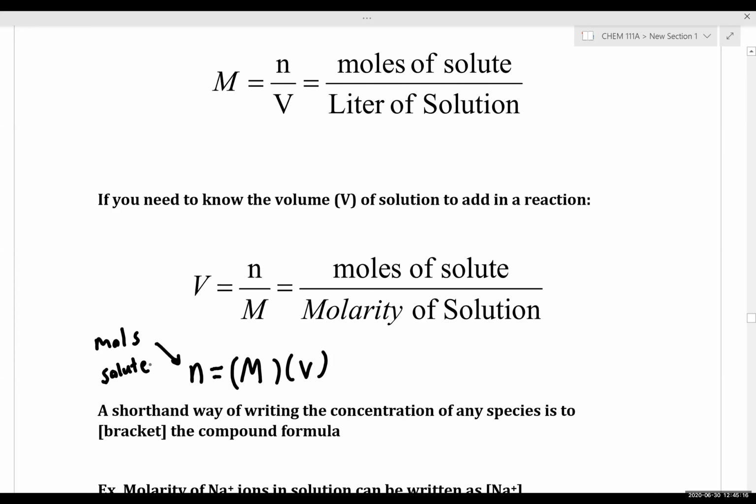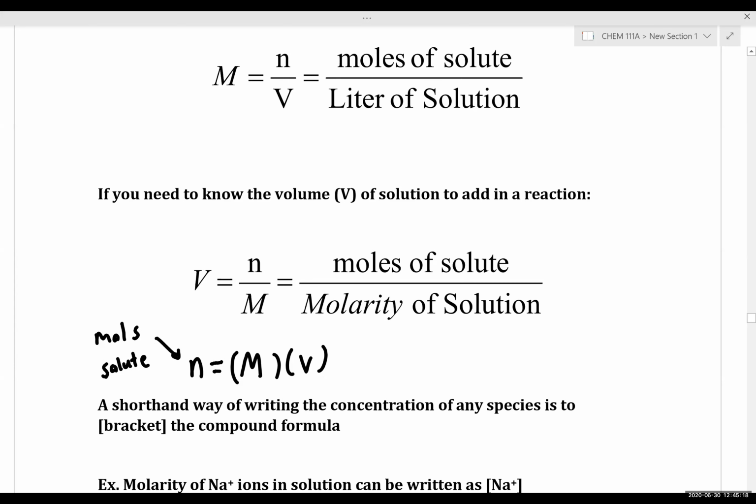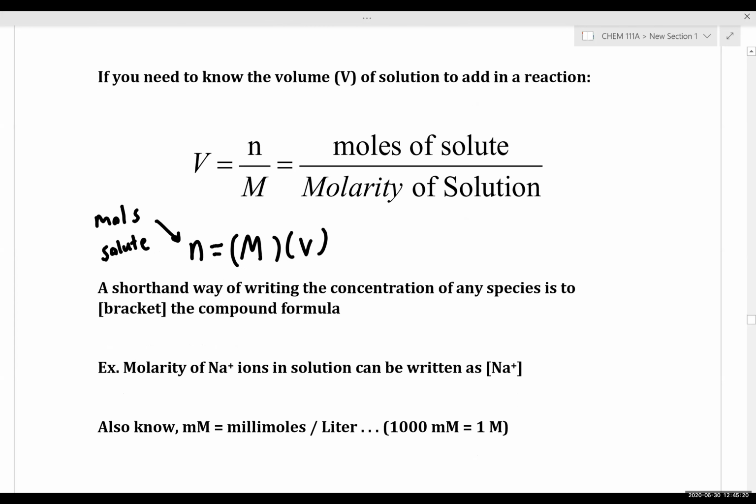So one way of expressing the concentration of a species in terms of molarity is to bracket the compound formula or the formula of the ion. So for example, the molarity of sodium ions can be written as sodium plus in brackets.